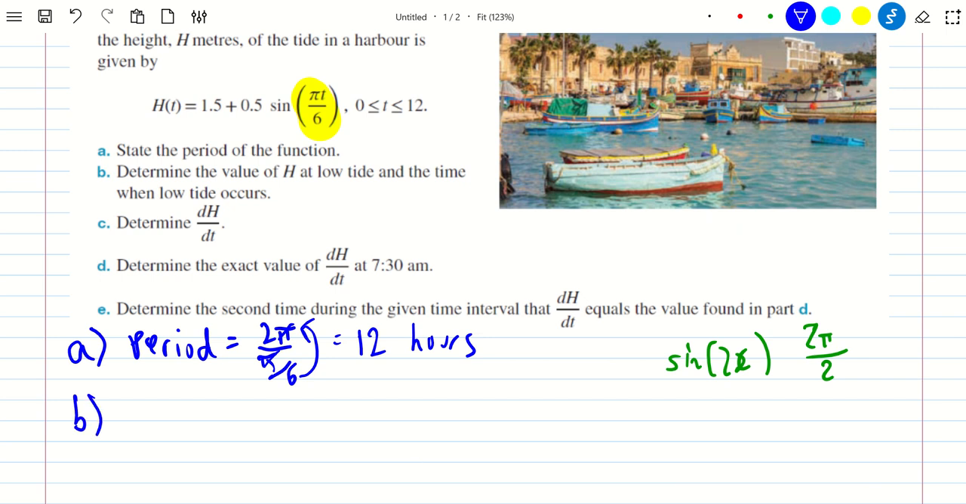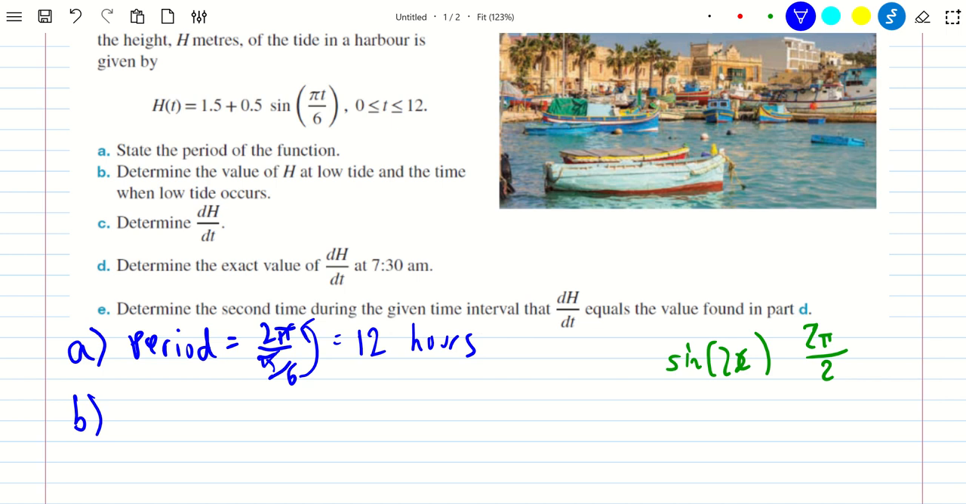Let's have a look at part B. Determine the value of h at low tide and the time when the low tide occurs. Okay, so we want to know what low tide is and when it occurs. Let's have a look at that original function and think about when it is going to be its smallest.